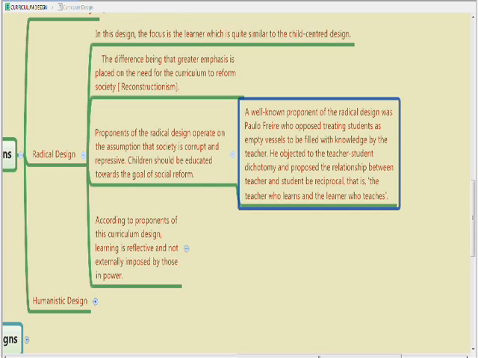He objected to the teacher-centered dichotomy and proposed that the relationship between teacher and student be reciprocal. That is, the teacher who learns and the learner who teaches. Because if you consider learning and teaching as a dynamic process, you learn what to teach through engaging your students. And when the students engage with you, they learn.